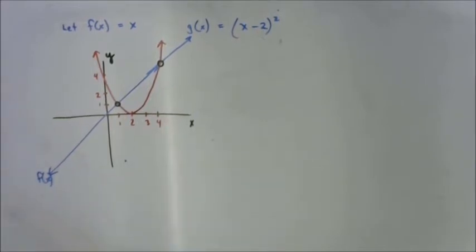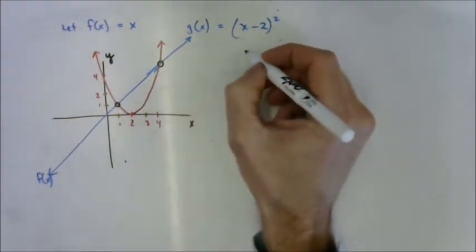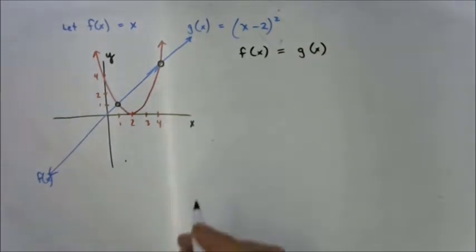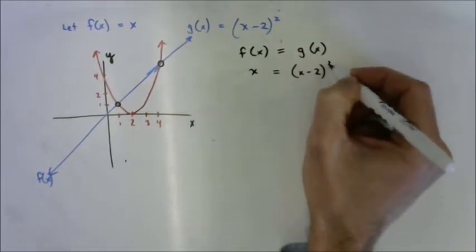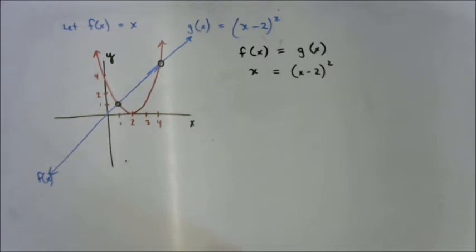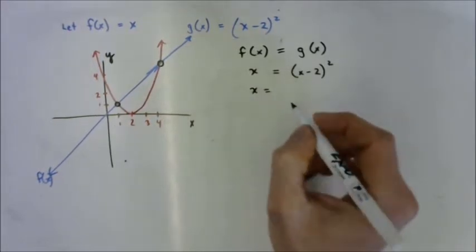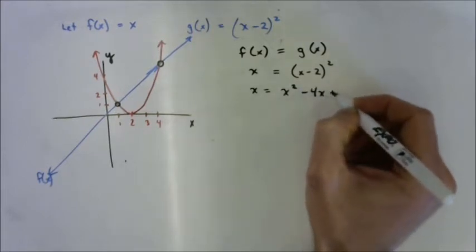Now, if you can't see those, it's okay, because you know algebra and you can use your algebra skills to figure out where these lines intersect. Basically, where they intersect is where f of x equals g of x. Well, f of x is x, g of x is (x minus 2) squared. And all I have to do to find out where they intersect is solve that equation. Now, I solve an equation by grouping all my like terms and making it equal 0. First thing I need to do is expand this right side. So on the right side, (x minus 2) squared, we should know the pattern. It's x squared minus 4x plus 4.